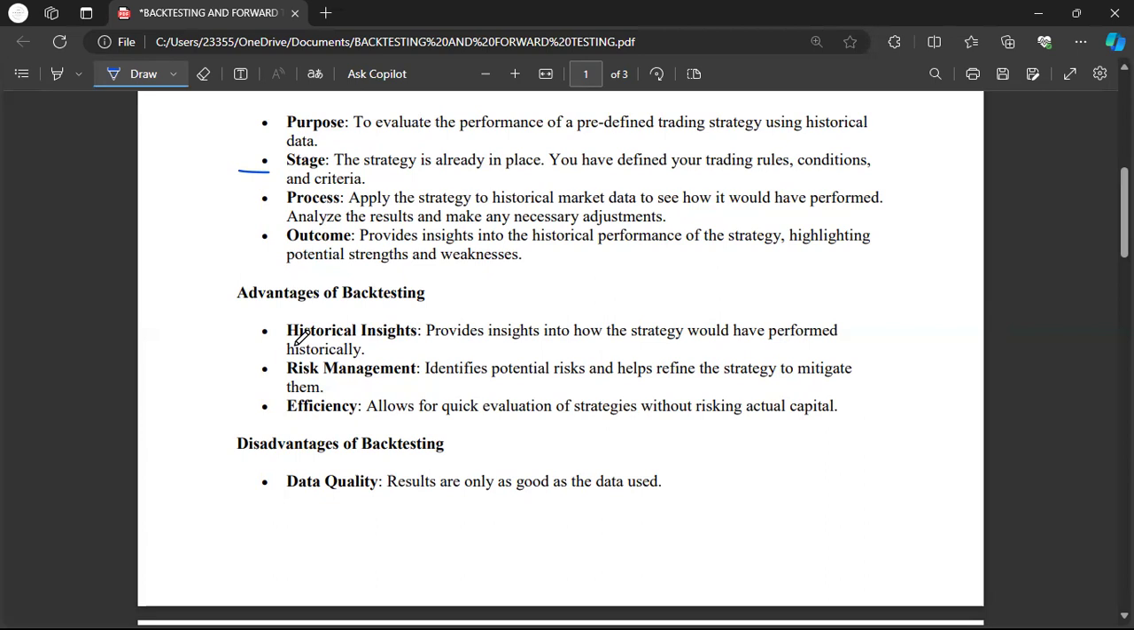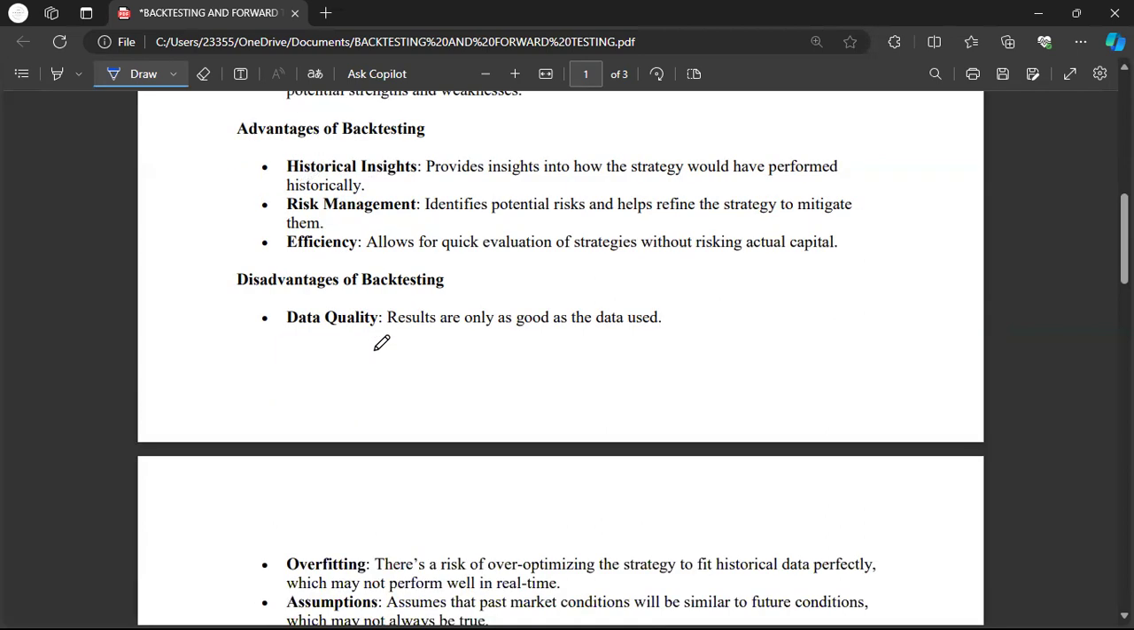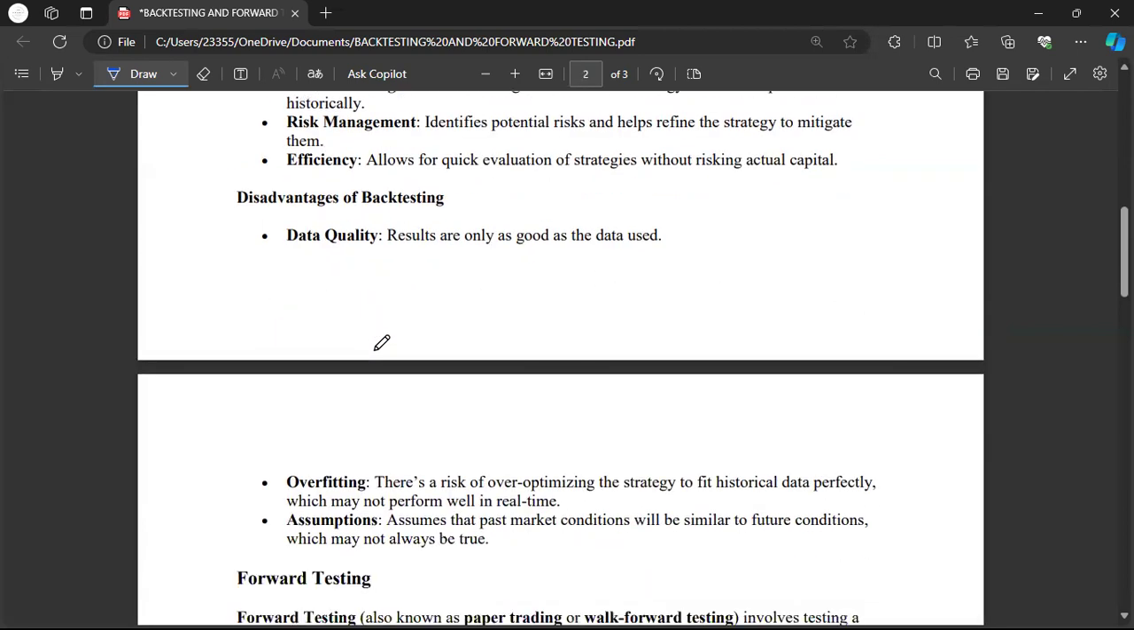That is it. Now let's look at some disadvantages. One may ask, do we still have disadvantages? Oh yes, we have disadvantages. And then one is what? Data quality. Results are only as good as the data used, right? If you don't have historical data, like I said, you can't what? Trade. You can't, in fact, backtest. So that is it. You should have data, and then you should be able to what? Backtest and have the results that you need.